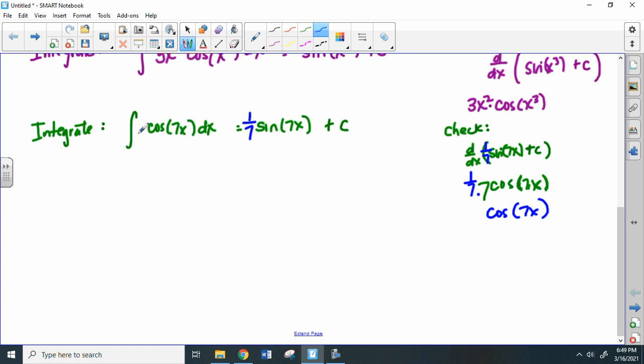And so the integral of cosine of 7x dx is not just sine of 7x, it's 1/7 times sine of 7x plus c. And so it gets kind of crazy when there's more to it. And so guessing and checking is not really the most ideal way. So an easier way to basically reverse the chain rule is to use this technique that we call U substitution.